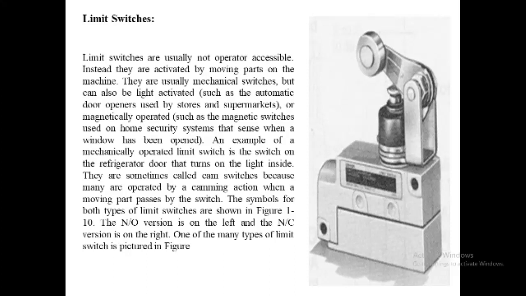The symbols for both types of limit switch are shown in the figure. The NO version, that is the normally open version, is on the left, and the normally closed version is on the right side. And one of many types of limit switches is shown in our picture.